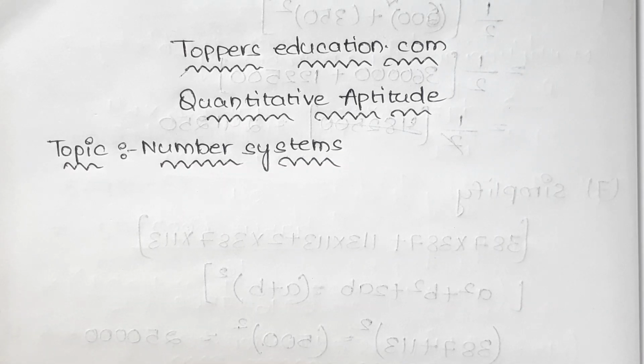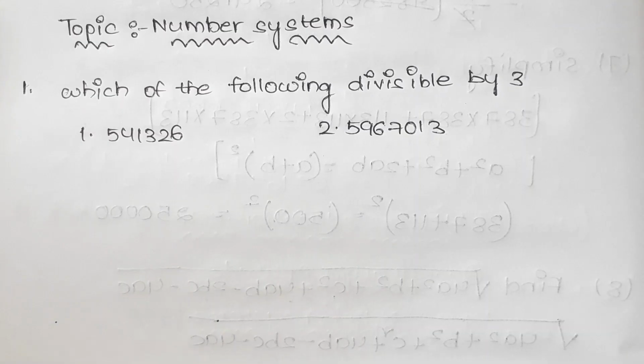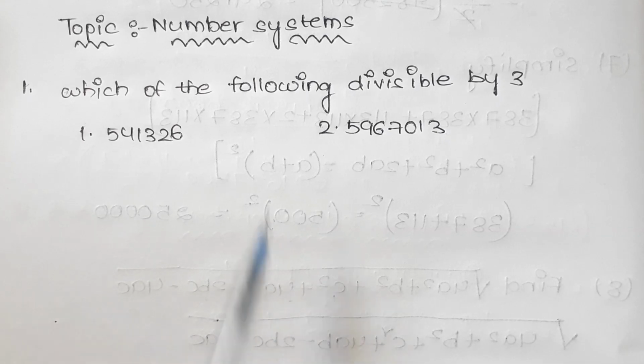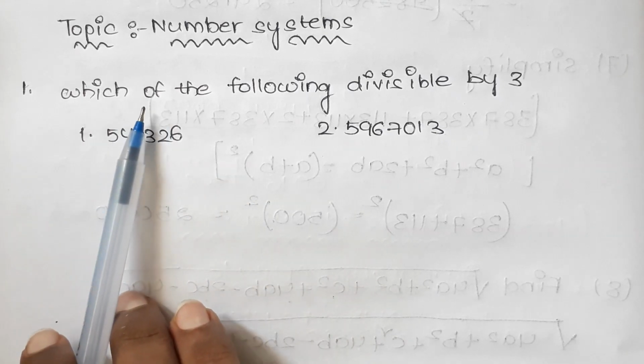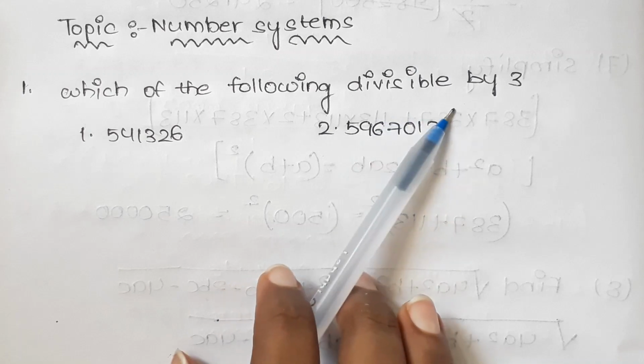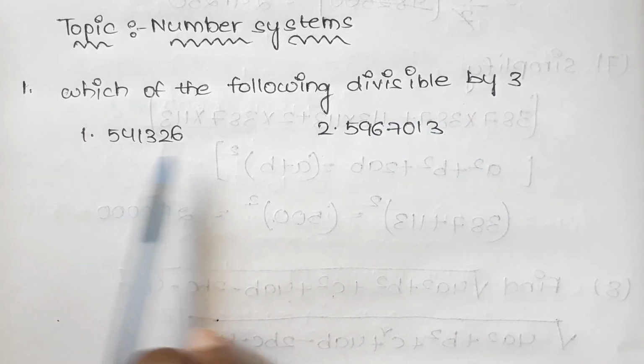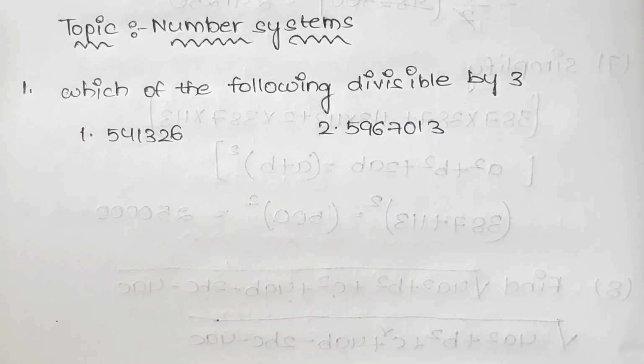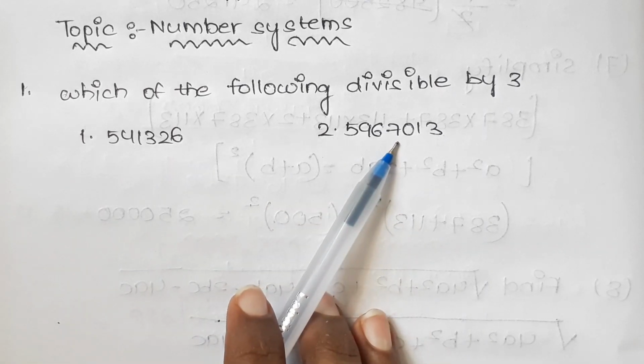In this video we are going to discuss some of the quantitative aptitude problems in number systems. Today we will discuss some of the problems on divisibility test. Let us see, here is the first question, that is, which of the following is divisible by 3? Here they have given two problems and we should find which will be divisible by 3.